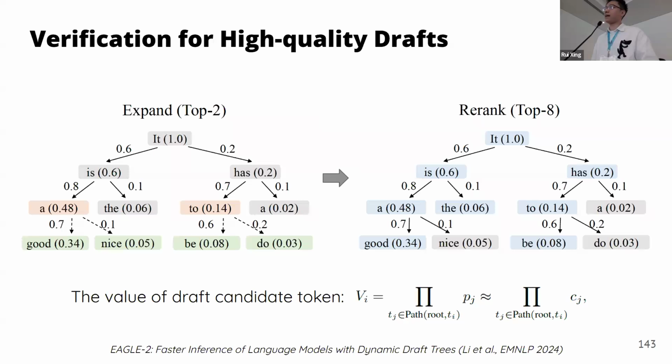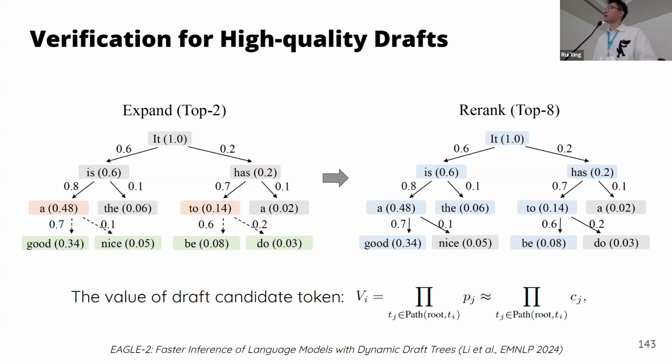So this is exactly the core idea of Eagle 2. Eagle 2 is, as far as we know, the state-of-the-art method in speculative decoding right now. Eagle 2 and Eagle 1, the authors are from the same team, right? The core idea of Eagle 2 is how to filter out low-quality draft tokens. If we are given a fixed length of draft tokens, we should allocate more computing resources, more effort, on high-quality draft tokens.